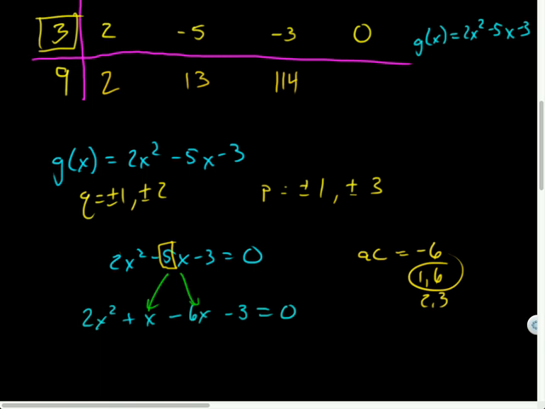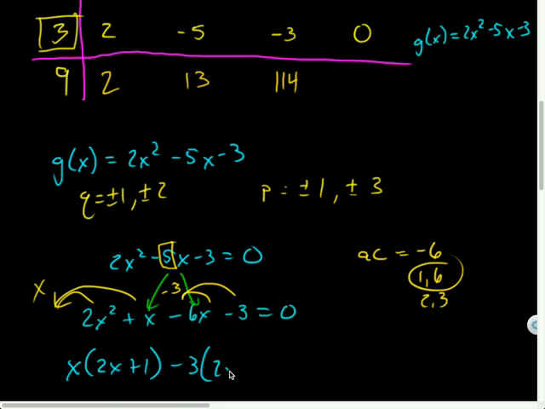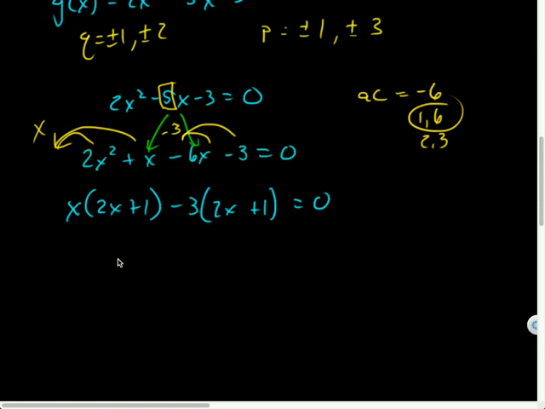And now I can factor by grouping, so I'll yoink, steal an x out of those, steal a negative 3 out of those, and I will have x times 2x plus 1 minus 3 times 2x also plus 1. So I end up with 2x plus 1 times x minus 3 equals 0.